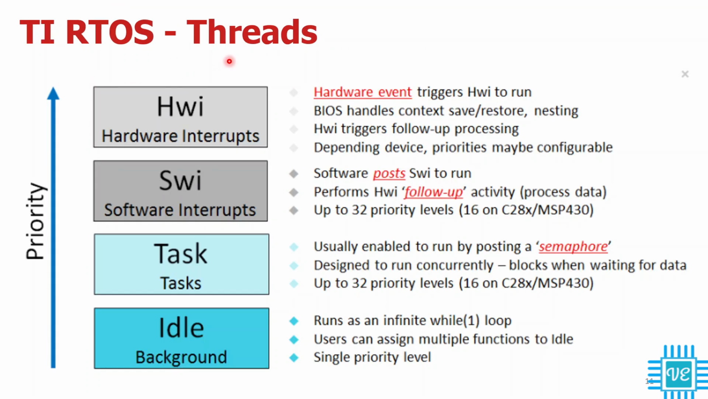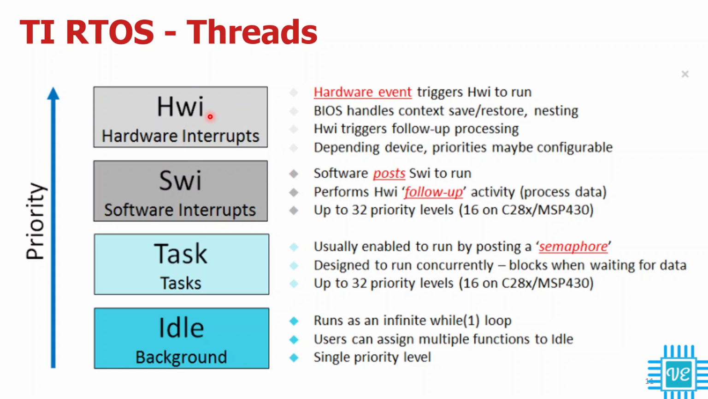TI-RTOS provides four basic threads, namely Idle, which is also called the background task, and the Task. Okay, and the SWI is nothing but the software interrupts. HWI means the hardware interrupts. So the nomenclature goes like this. And the priority also, you see, increases from the idle task to the hardware interrupts. Okay, so hardware interrupts will be treated as high priority things in TI-RTOS, and the idle task or background is also one particular task.